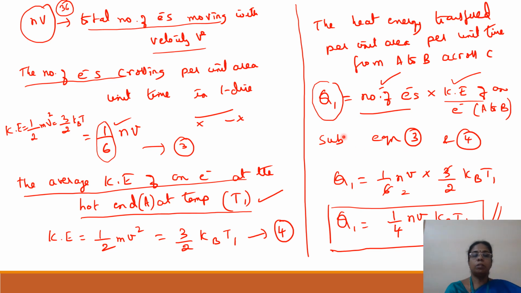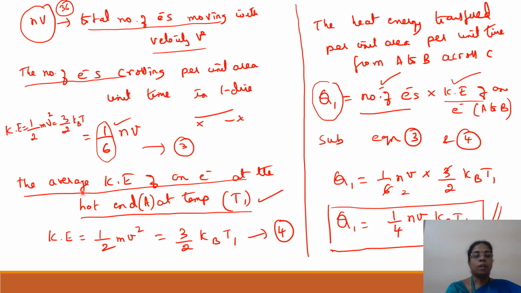Now, we assume that there is a fixed direction and there is equal probability of electrons traveling in each direction. So here we wanted to find out the amount of heat traveling from A to B. So the total number of electrons moving with the velocity V throughout the metal is N into V. But we wanted to find out for one direction how many electrons are crossing. The number of electrons crossing per unit area per unit time in one direction is going to be NV by 6. NV is the total number of electrons. If you have 6 directions, I wanted to find out for one direction how many electrons are going. It is NV by 6. Let us call this equation number 3.